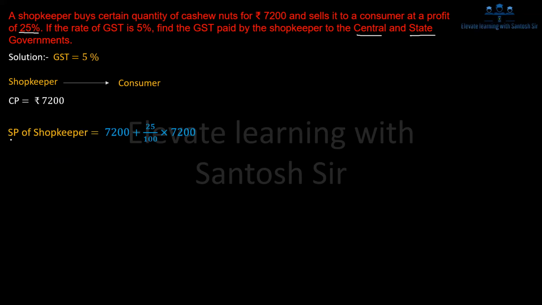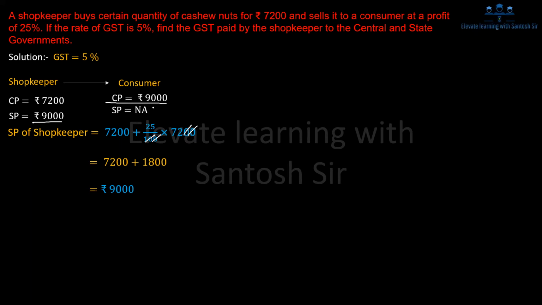Let's calculate. So the selling price of the shopkeeper will be 7200 plus the profit of 25%. When we calculate this, we will cancel out the zeros and we will get 7200 plus 1800, which is nothing but 9000. So the selling price of the shopkeeper is 9000. We know that the selling price of the shopkeeper will be the cost price of the consumer, and as the consumer is not selling it ahead, or it is not mentioned, we will write not applicable over here.